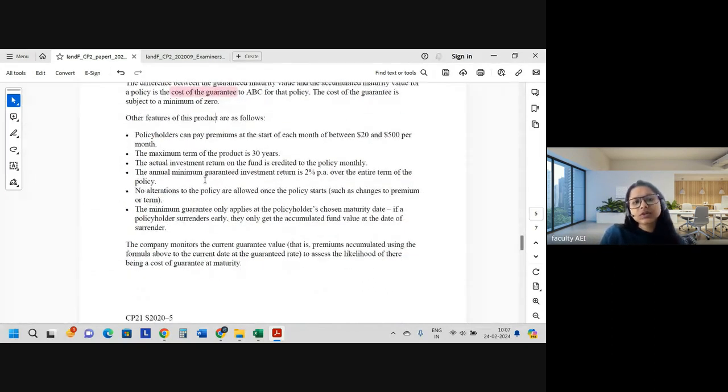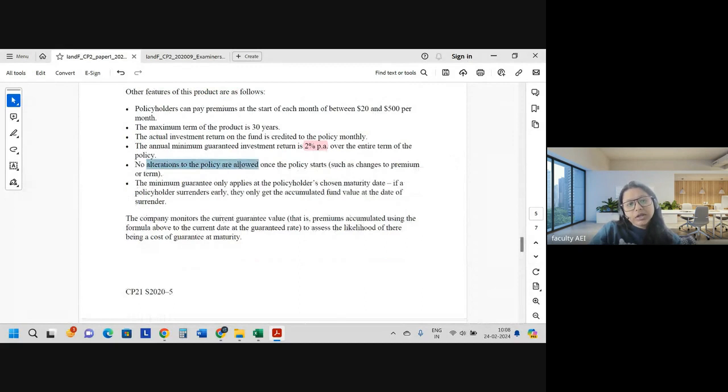These are the other features. Policyholder can pay the premium at the start of each month, between 20 and 500 per month. Maximum term of the product is 30 years. Actual investment return on the fund is credited to the policy monthly. So the return is credited monthly. It's of maximum 30 years, and this is the premium amount. The annual minimum guaranteed investment is 2%. So this is the I, not I-12, the I per annum rate.